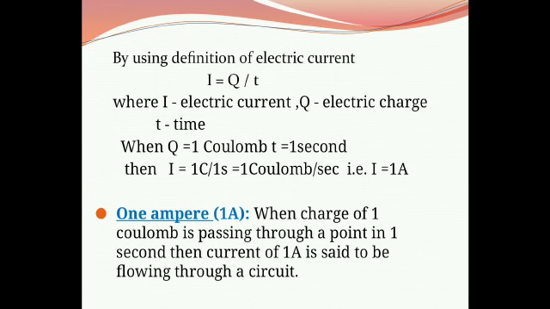From the definition of electric current, we write the formula I equals Q upon T. But if there is 1 Coulomb charge flowing in 1 second, then I equals 1 ampere, that is 1 Coulomb upon 1 second. And therefore 1 ampere is defined as: when a charge of 1 Coulomb is passing through a point in 1 second, then a current of 1 ampere is said to be flowing through the circuit.